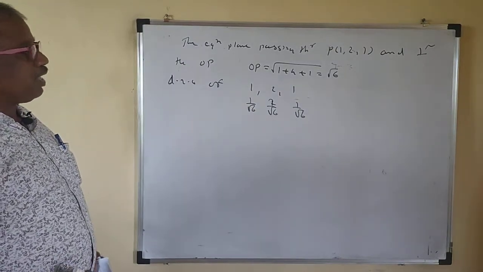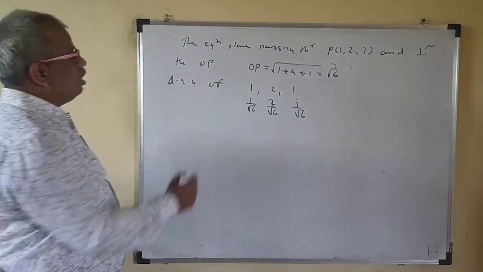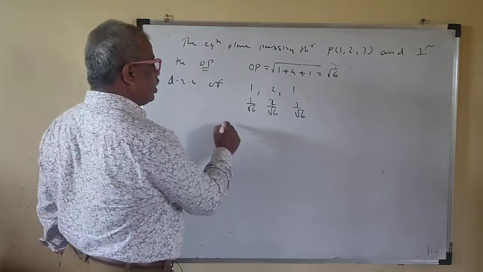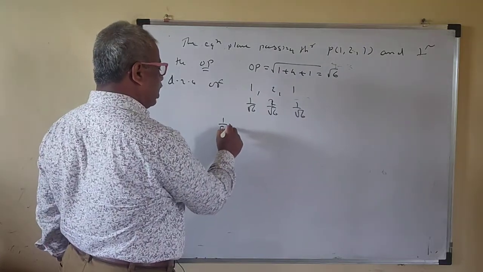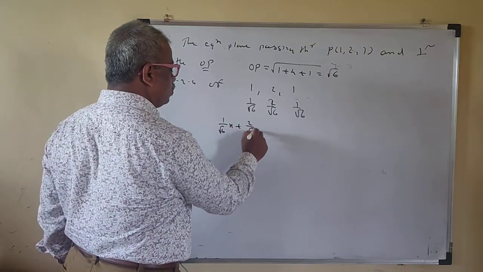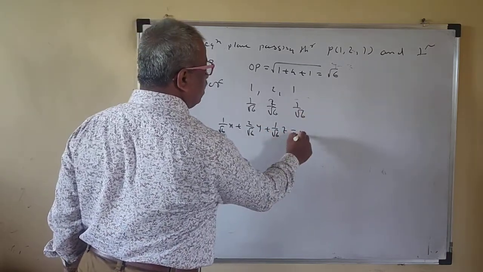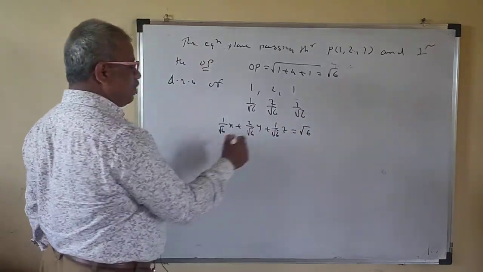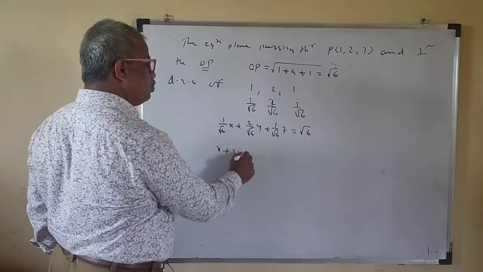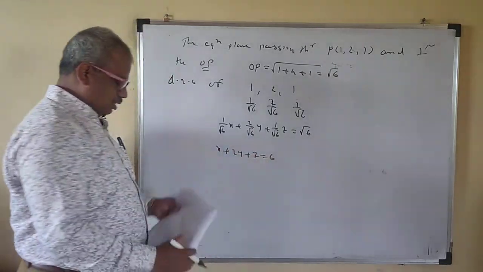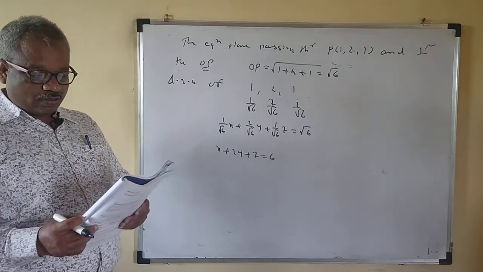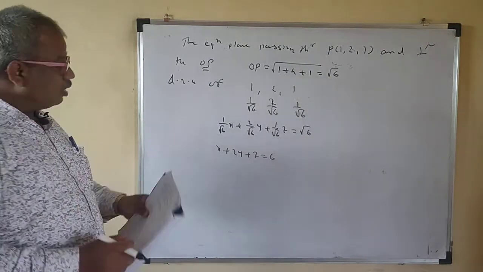And then the equation of the plane, being perpendicular to OP, has OP as its normal. So (1/root 6)x + (2/root 6)y + (1/root 6)z = the distance OP, which is root 6. If you multiply through, x + 2y + z = 6. This is the equation of the plane.